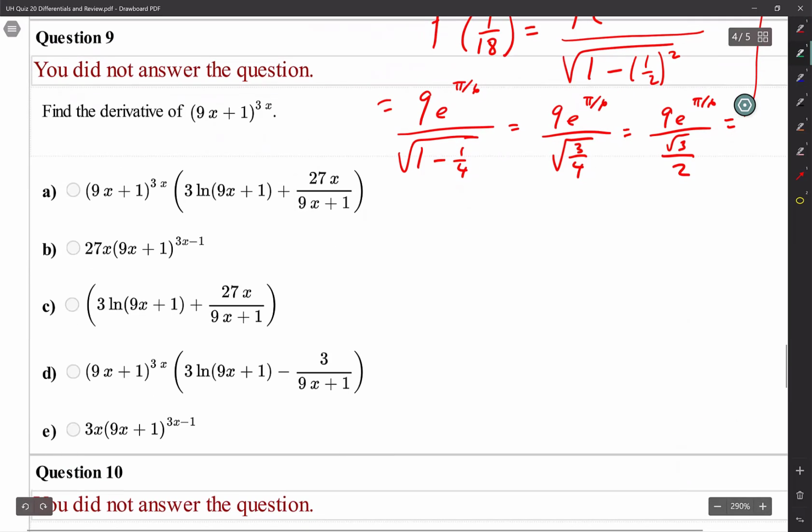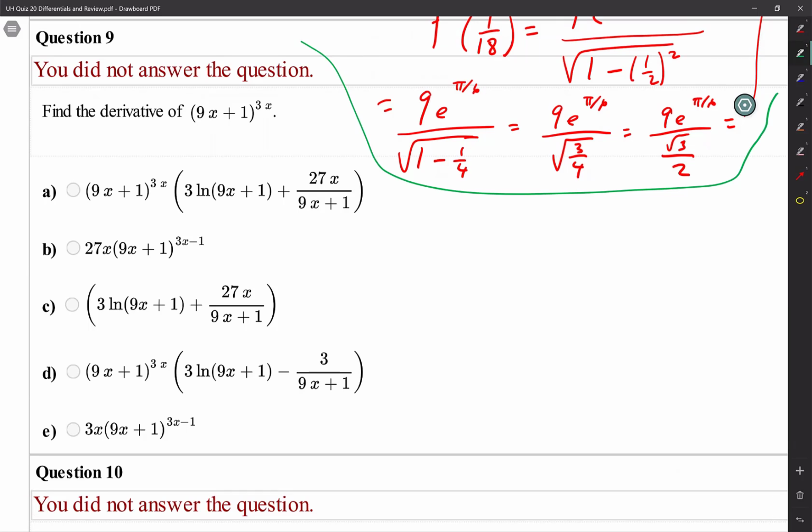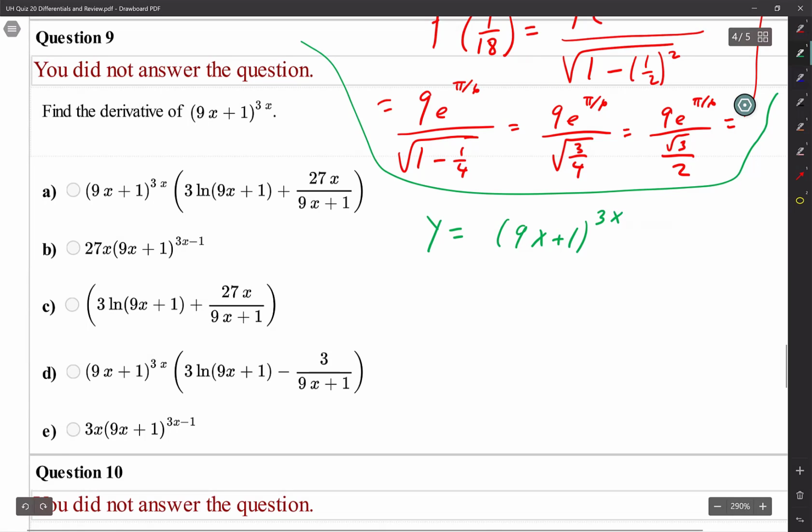All right, here we go. I'll do this one in a different color. Find the derivative. So they're just doing a derivative here. Do not tell me that the derivative of this is 3x times (9x plus 1) to the power 3x minus 1 times 9. Do not do that. There's an exponent there, and it has an x on it. We've got to bring it down.